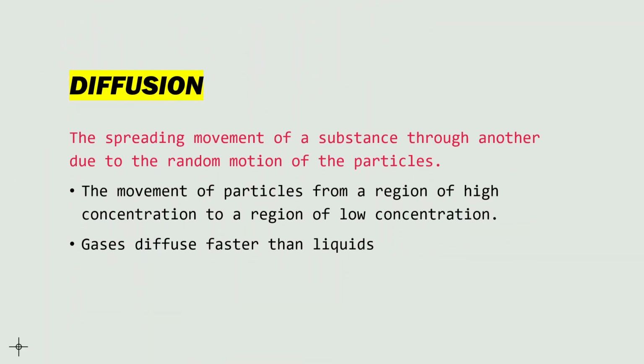Diffusion. So the kinetic theory is supposed to be powering this concept of diffusion, right? And why I have this in red is so that you use this definition. The spreading movement of a substance through another due to the random motion of the particles. And of course, this definition isn't wrong by saying the movement of particles from a region of high concentration to a region of low concentration. That is not wrong, but this is a better definition. And lastly, please note that gases diffuse much faster than liquid.